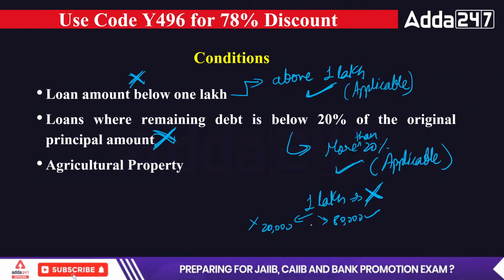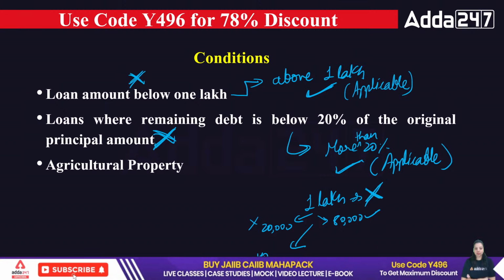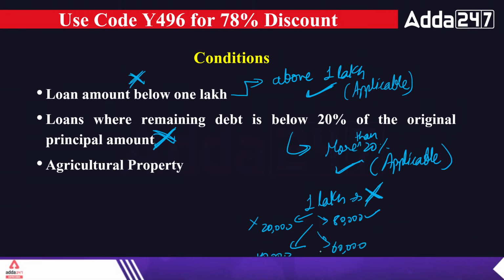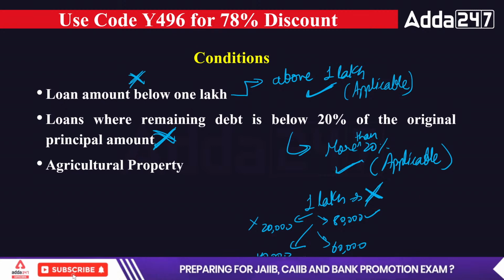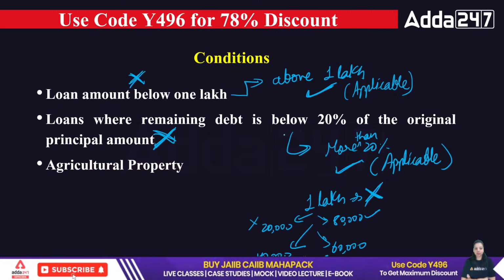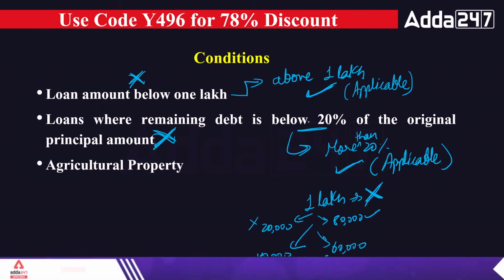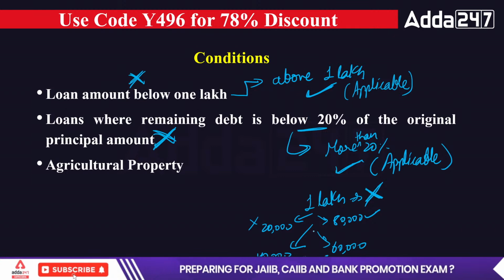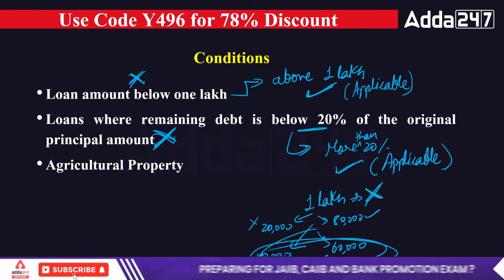So the second condition is this: like only 40,000 is remaining and 60,000 has been paid back. Then in that case the SARFAESI Act will be applicable. The remaining amount should be more than 20% of the original principal amount. Then only the SARFAESI Act will be applicable.